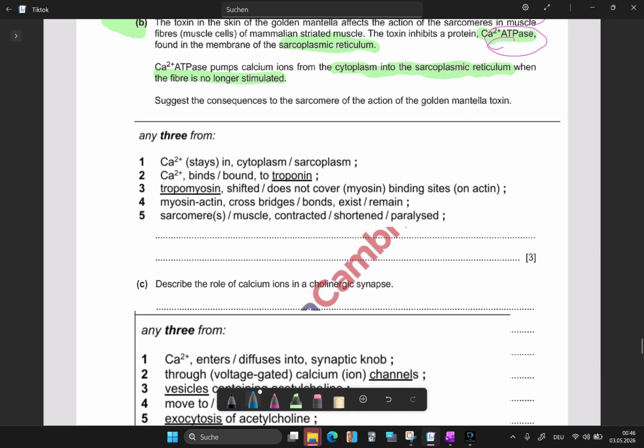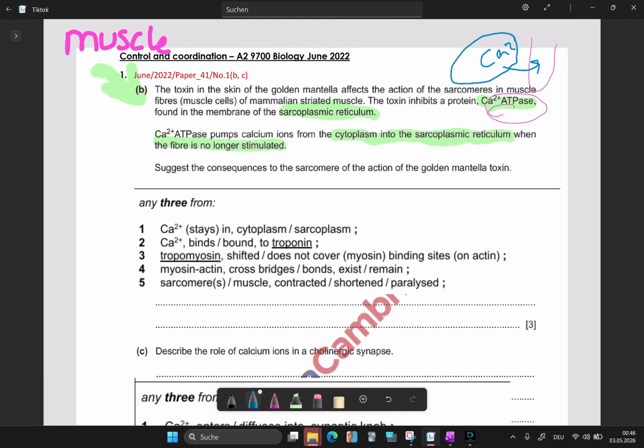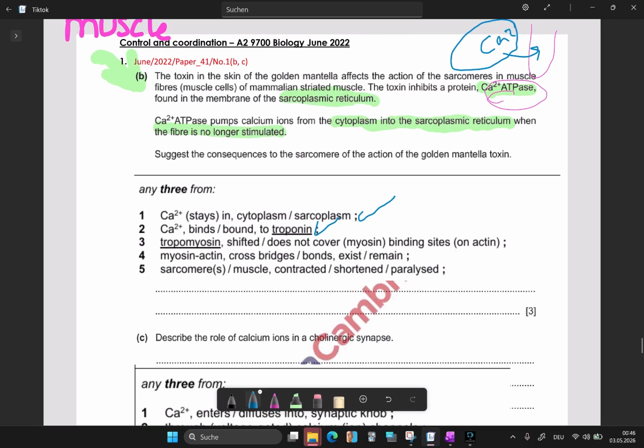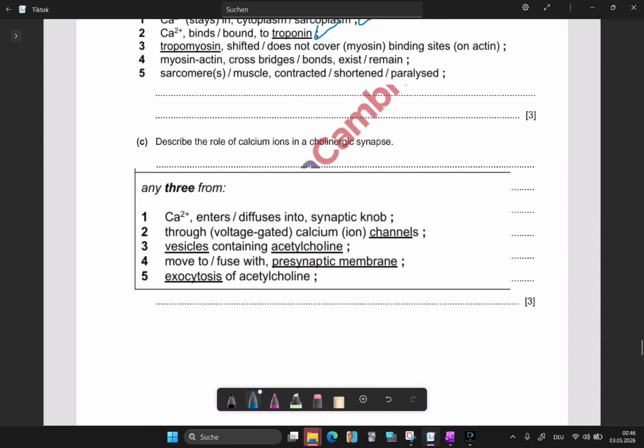Okay, so in this case, the calcium ions stay outside. They stay bound to the troponin, and the tropomyosin does not move from the binding site, and the actin and myosin will remain contracted. So this will leave the animal in a state of contracted paralysis. Okay, so describe the role of calcium ion channels in the cholinergic receptor.